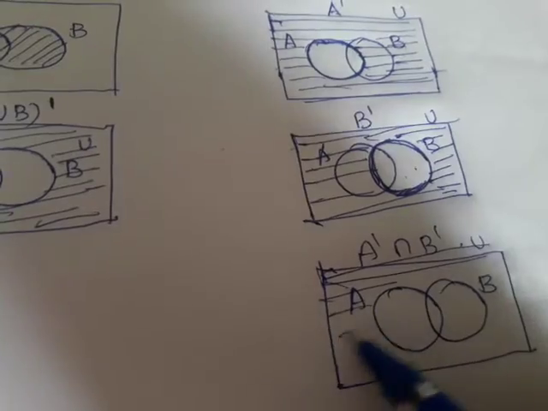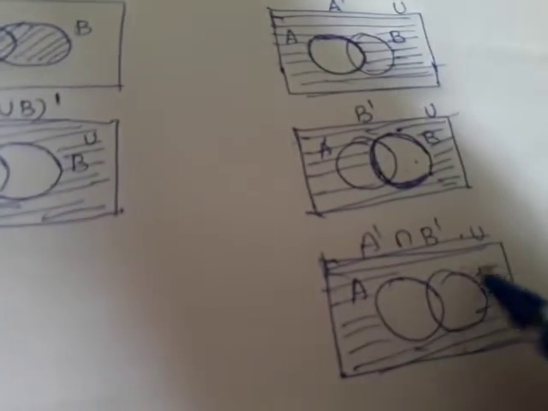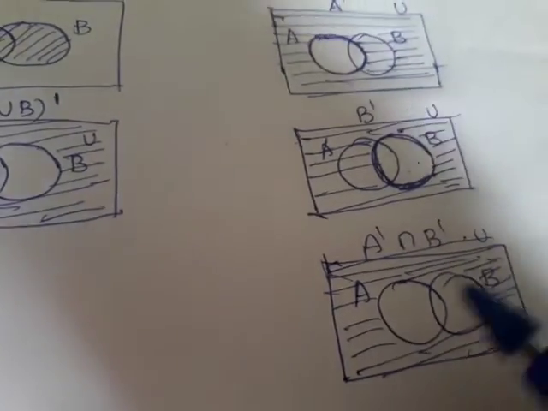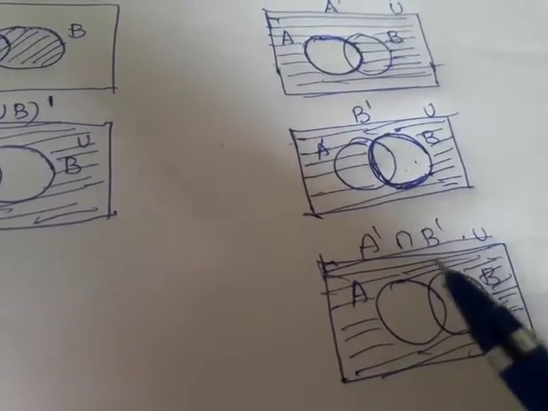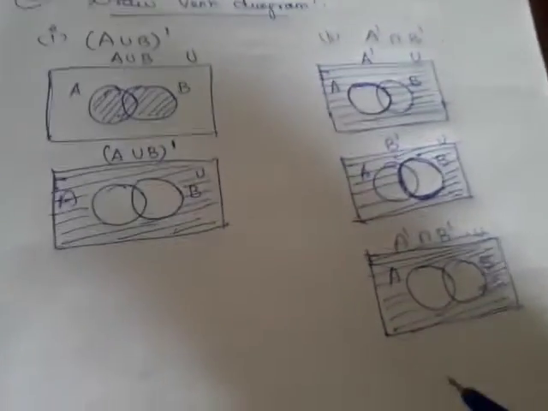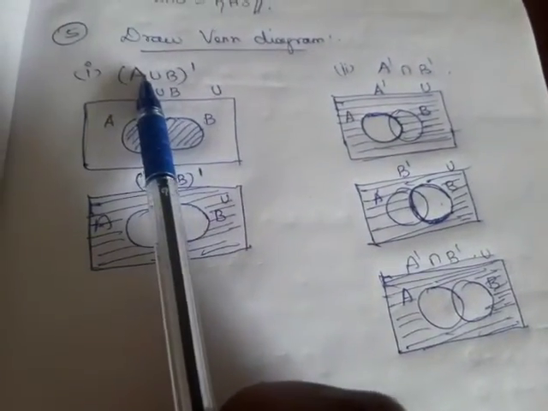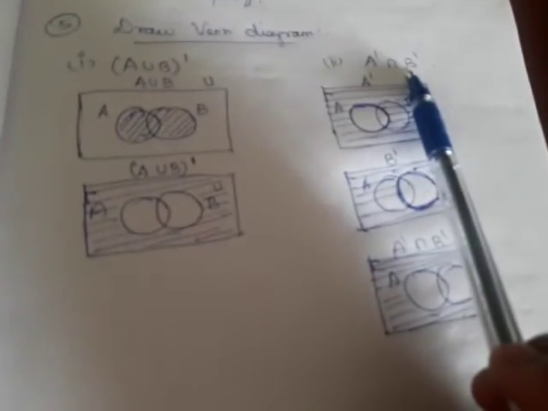So A dash intersection B dash is nothing but this outer region only, right? This is only A dash intersection B dash. And this is how you need to express the given question using a Venn diagram. If you see the first question, it is A union B the whole dash, and the second question is A dash intersection B dash.